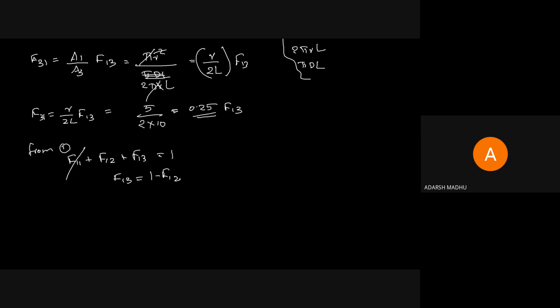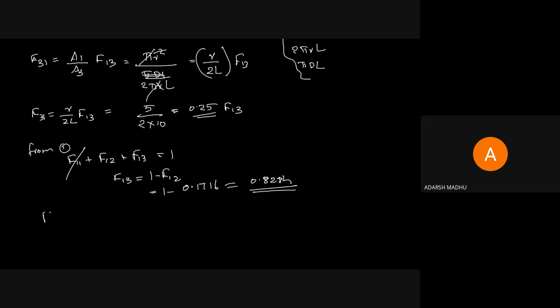F12 value is given in your problem. So we can find directly the value of F13 as 1 minus 0.1716. What is the value? 1 minus 0.1716 is 0.8284. Very good. It is the value of F13.